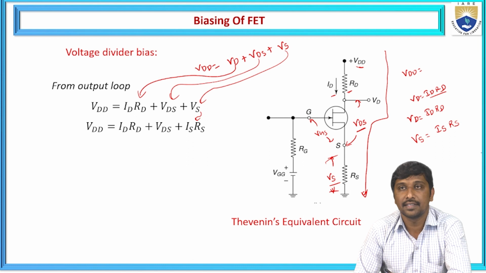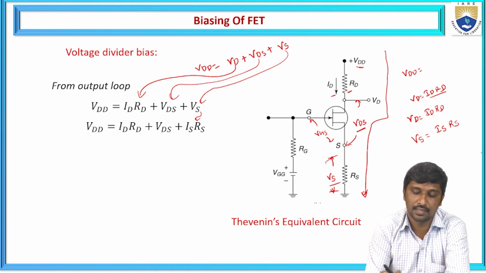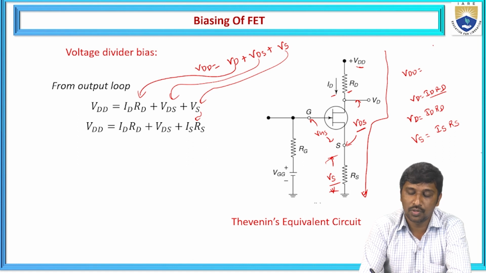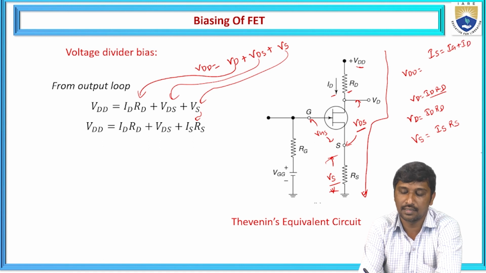And for further simplification, from the characteristics we observe that IS is represented as the summation of the gate current as well as the drain current.